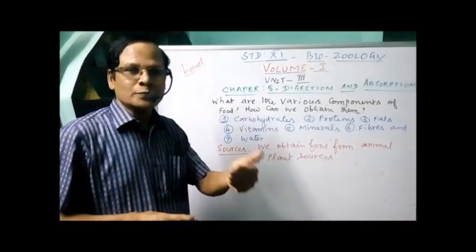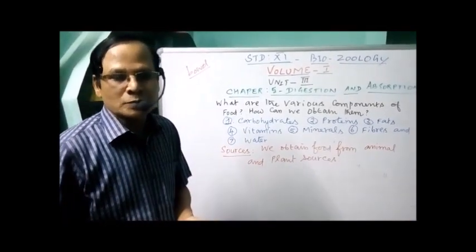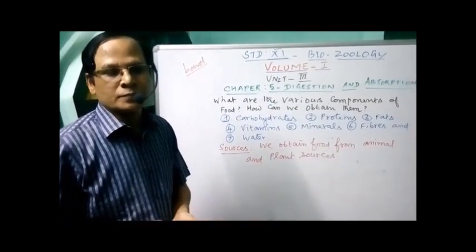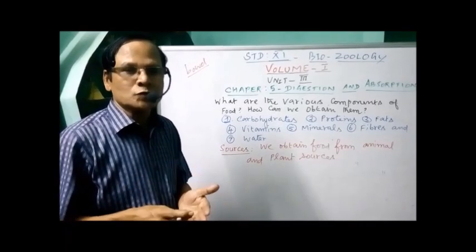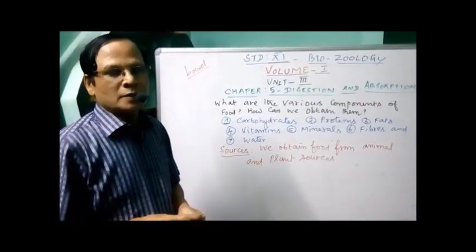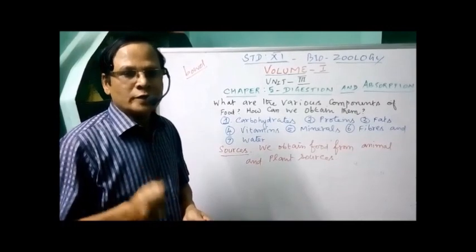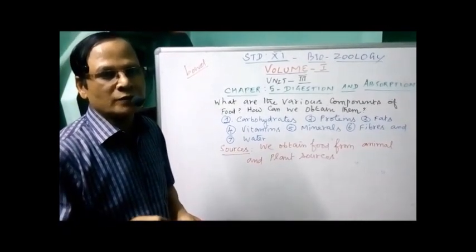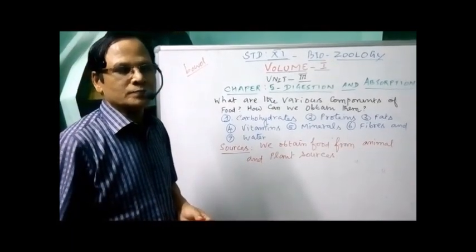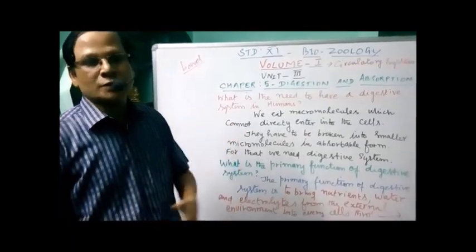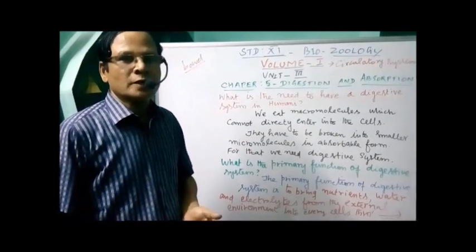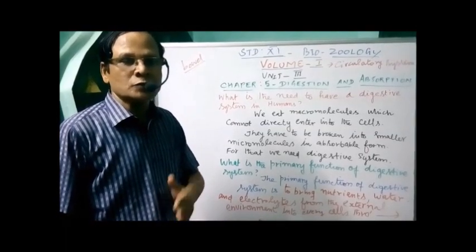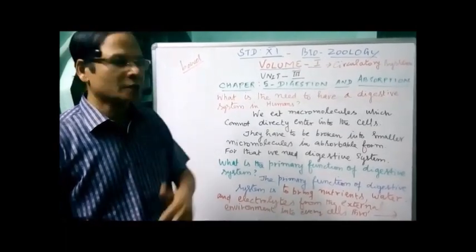How can we get all these materials? The main sources of these food materials are plants and animals. Now the next question: why do we need the digestive system? What is the need for it? Plants do not have a digestive system. The reason is that they are autotrophs. They can prepare their own food materials, so there is no need for them to have a digestive system.